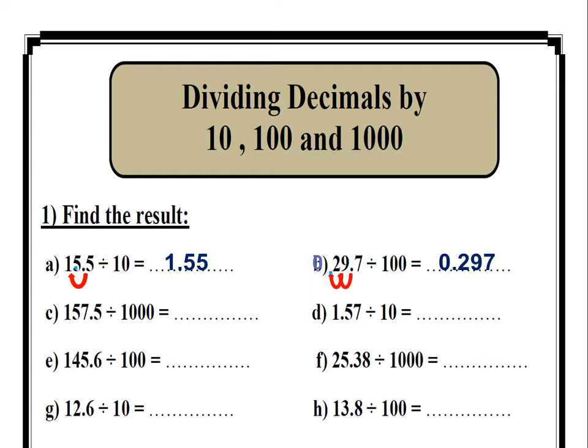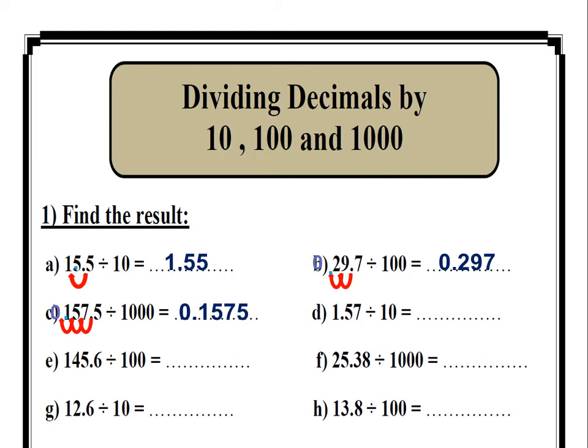C, 157.5 divided by 1000. So here I have 3 zeros. So I'm going to move backward 3 steps. 1, 2, and 3. So the new position of the decimal point is before the 1 and put my 0 in the empty space. So it is going to be 0.1575.